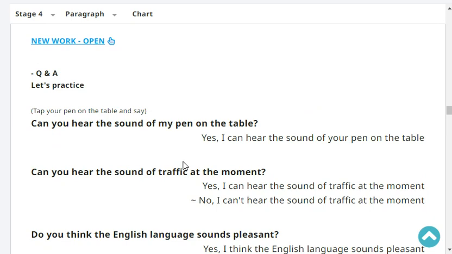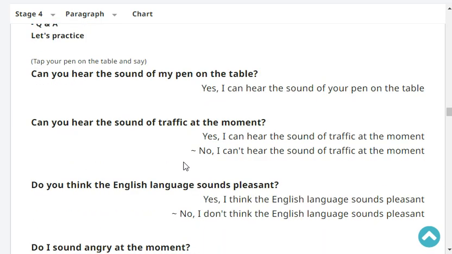Can you hear the sound of my pen on the table? Yes, I can hear the sound of your pen on the table. Right? Can you hear the sound of traffic at the moment? Yes or no? No, I can't hear the sound of traffic at the moment. Very good.